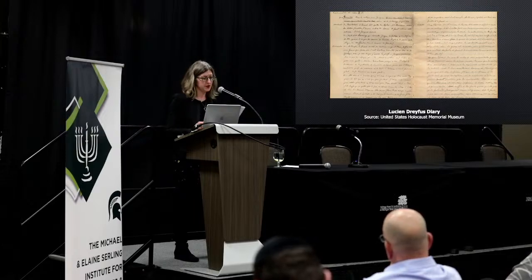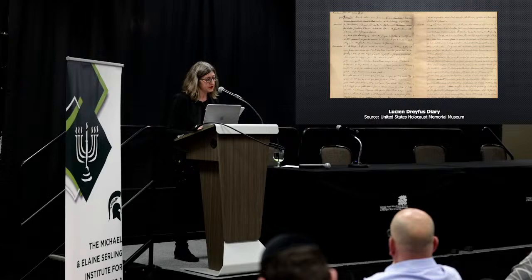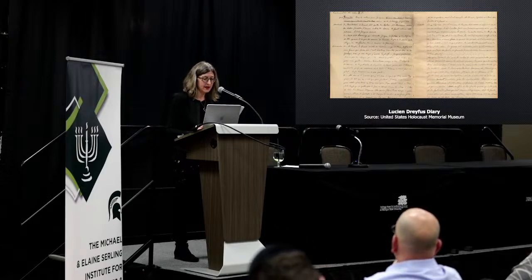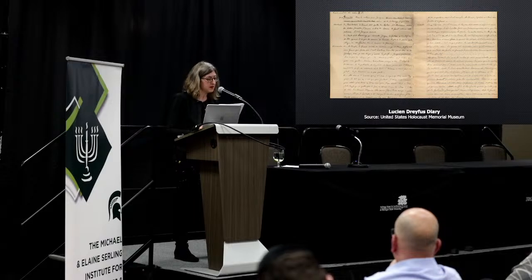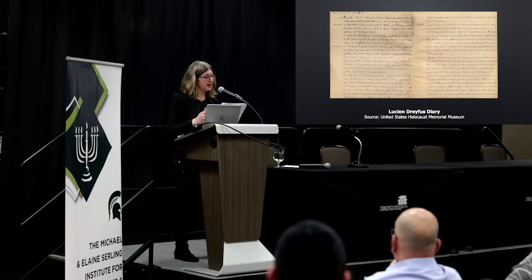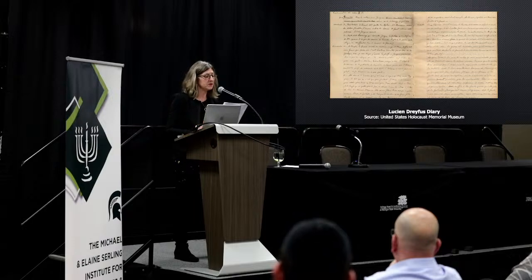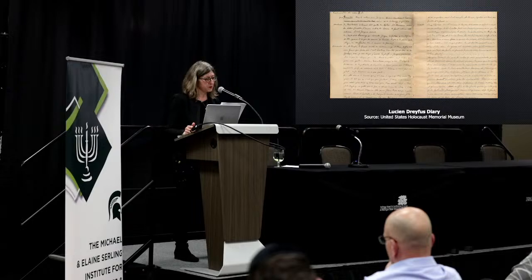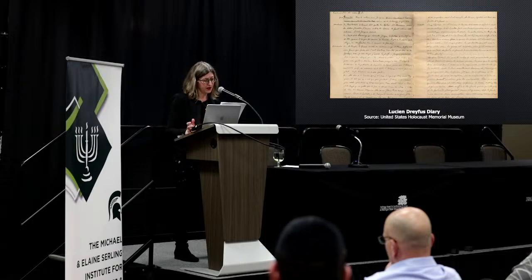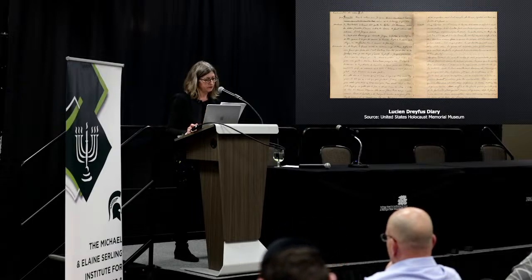Pictured here are pages from a diary kept by a man named Lucien Dreyfus. He was living in Nice, in France. He's an example of such a person who had a long-standing habit of diary writing, but whose diary writing fundamentally changed during the war. He continued writing this diary up to the eve of his deportation from Nice, first to Drancy, the transit camp outside of Paris, and from there, with his wife, to Auschwitz-Birkenau, from which they never returned, where they were killed upon arrival.